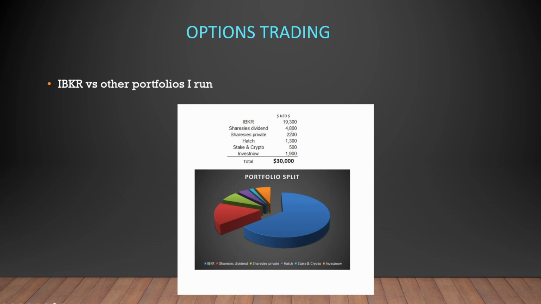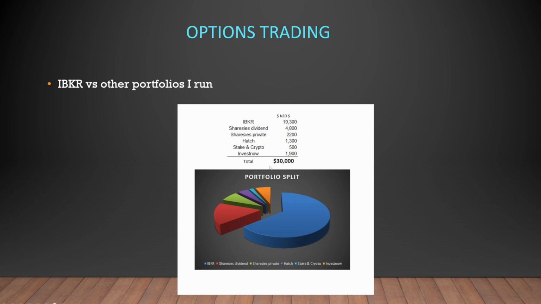My Sharesies dividends account, I've just recently done a video on that, and that's got 4,800 as of when I did the screenshot. I have a Sharesies private account that has 2,200. I'm not going to talk much about that. I have a Hatch account. It's got 1,300 New Zealand dollars in it. My Stake in crypto, pretty low amounts. I haven't really touched that or talked about it on my channel. I mention it every now and then.